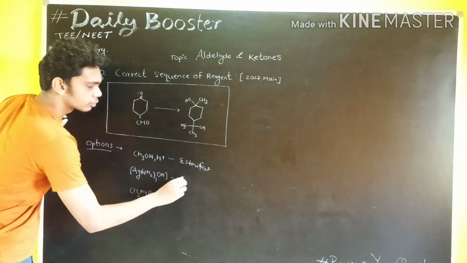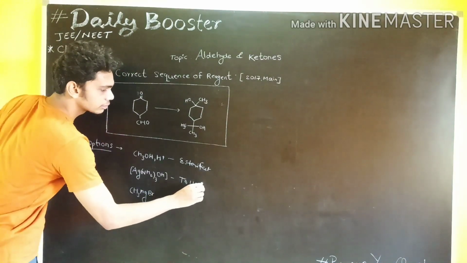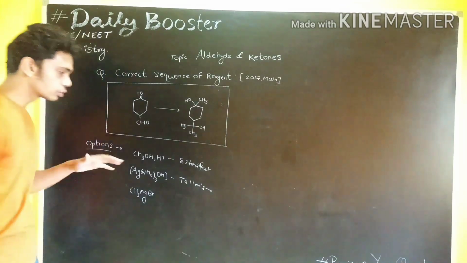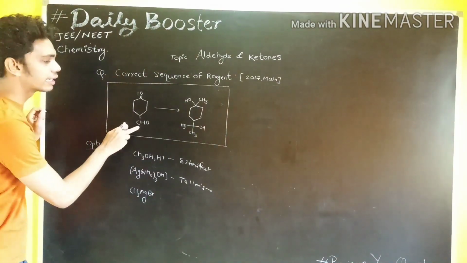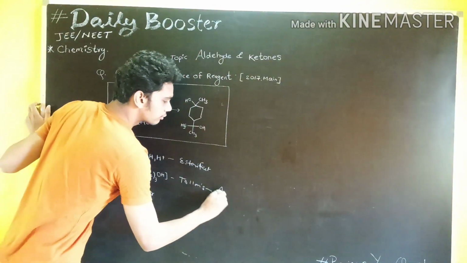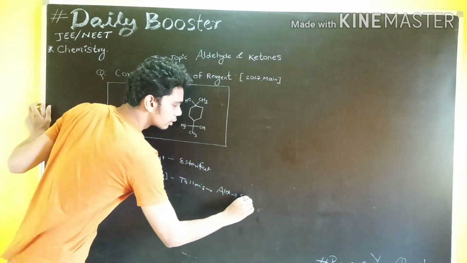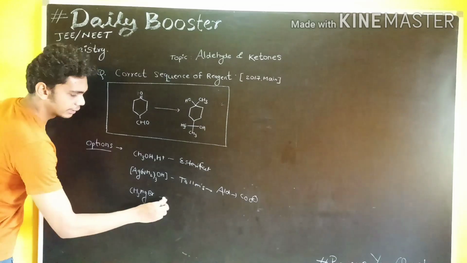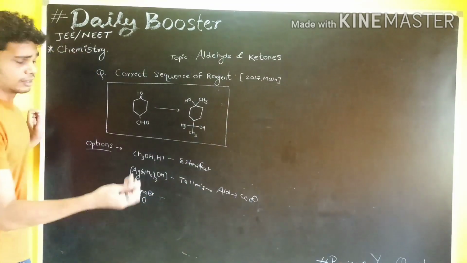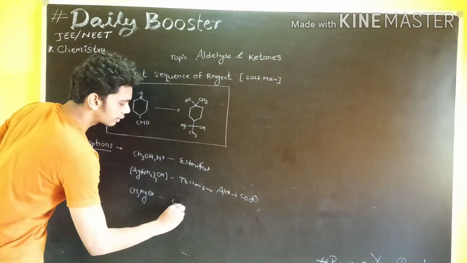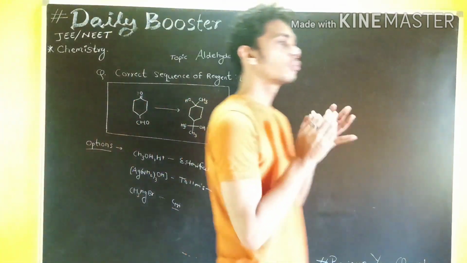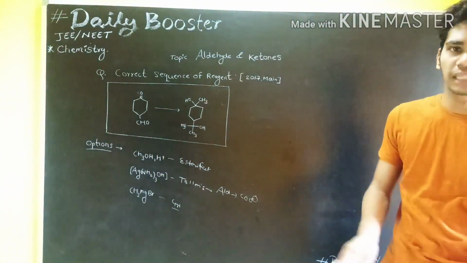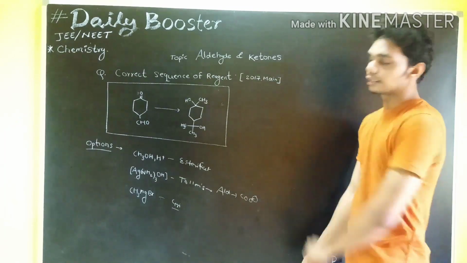Then HNO3, we know that this is a Tollens reagent which is used for the conversion of the aldehyde group into what? It converts the aldehyde group into the carboxylic group. That is an identification test as well. And CH3MgBr, which we are aware is a Grignard reagent. So how will be the sequence? In the options we have seen that these three reagents are given.